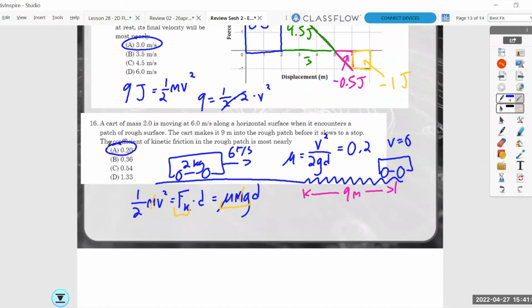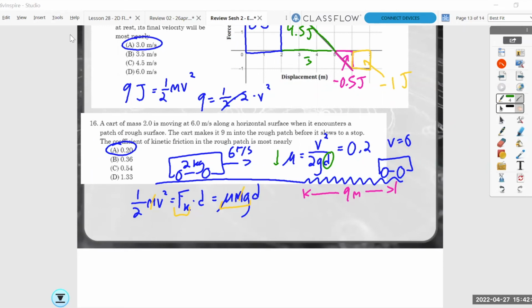And one way to think about this equation, right, is if I increase my distance, that is, if it makes it further into the patch, well, my mu must be lower, right, dividing by a bigger number in this case. So, all right. Were there any others from this section that you wanted to talk about?